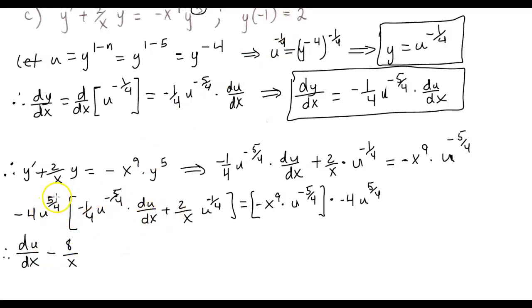And u raised to the 5 over 4 times u raised to the negative 1 over 4 is u raised to the 4 over 4, which is just u. And then, of course, on the right-hand side, we know that the u raised to the negative 5 over 4, u raised to the positive 5 over 4, will multiply together to be 1. So all we have is the negative 4 and the negative x raised to the 9, which would be a positive 4x raised to the 9. And this is first order linear.